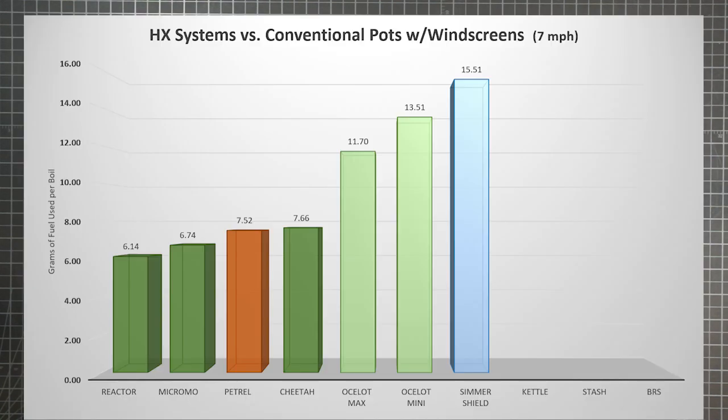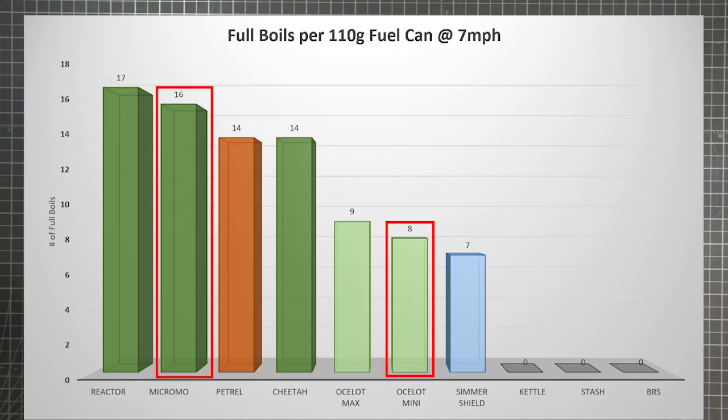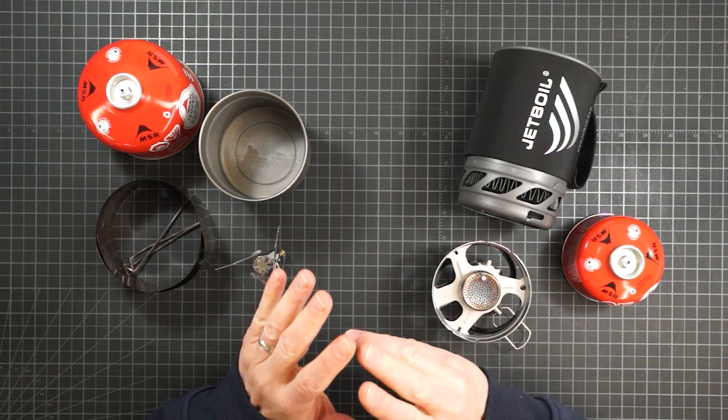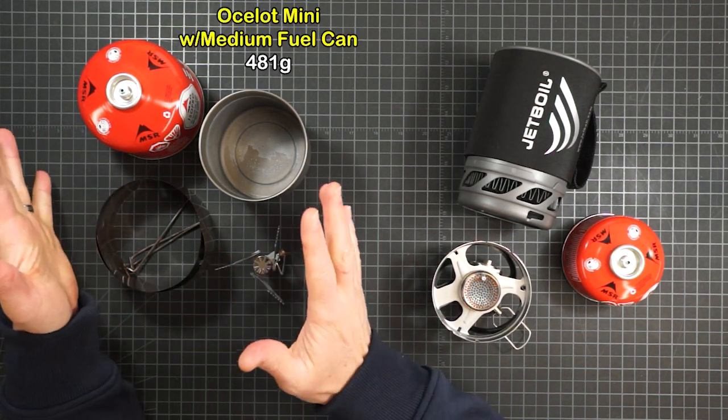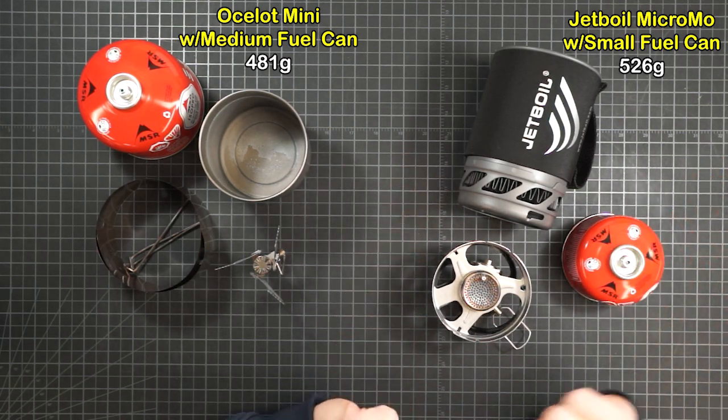So putting that into perspective with the conventional pot and windscreen systems from Part 3, it's clear that even at 7 miles per hour, the HX systems rule the efficiency rankings. And that can translate into literally double the number of boils per canister. Still, all that performance comes at a substantial weight penalty, with screened pot systems being universally lighter than heat exchangers. If pack weight is your priority, it is actually lighter to carry this setup, bringing twice as much fuel, than it is to carry the efficiency champ.